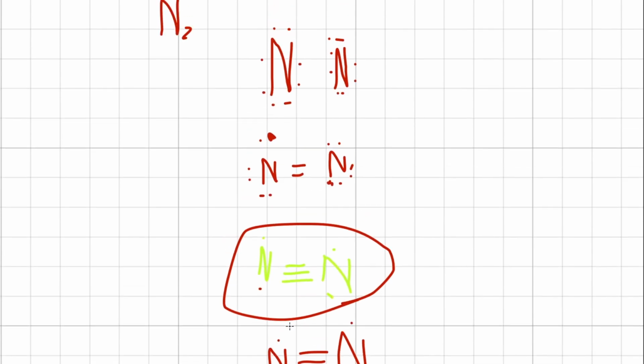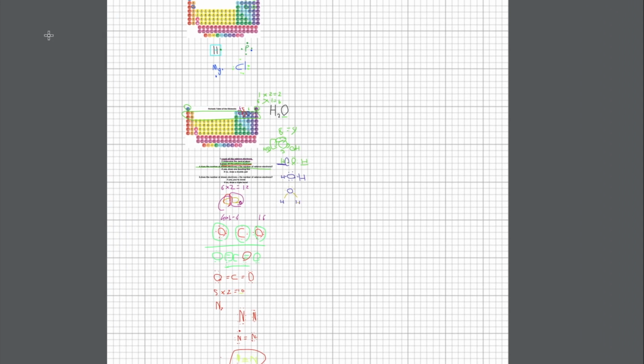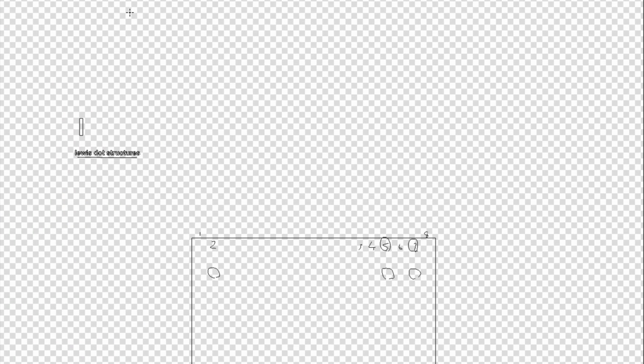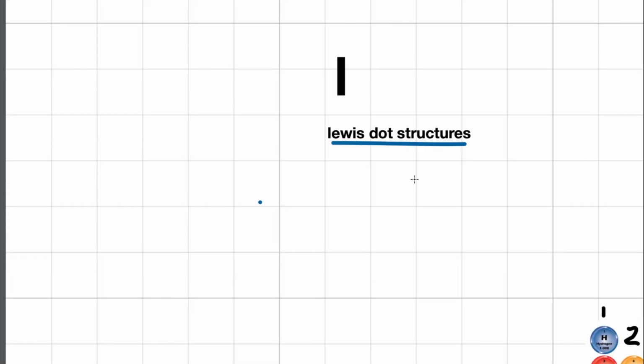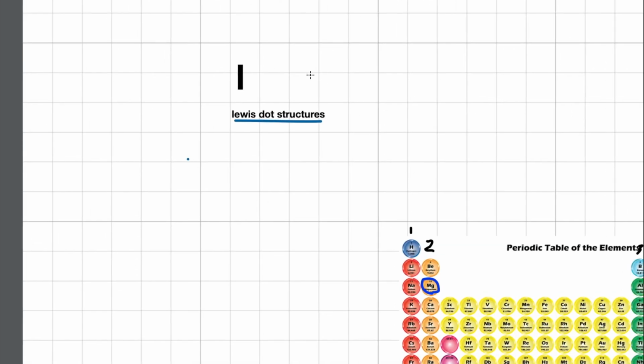That's why it's so hard. Okay, anyway, so that is how to draw Lewis dot structures. And actually, we forgot about our title. Our title is right here. Hello, title.